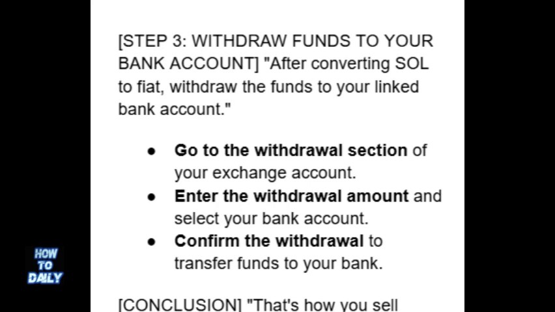Now next, after converting SOL to fiat, withdraw the funds to your linked bank account. To do this, go to the withdrawal section of your exchange account, enter the withdrawal amount, and select your bank account. Confirm the withdrawal to transfer funds to your bank.